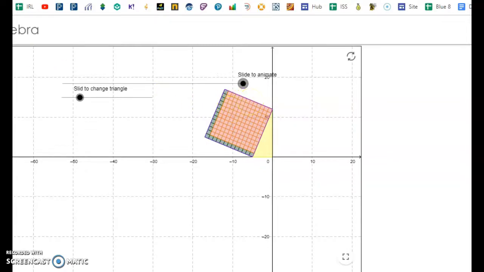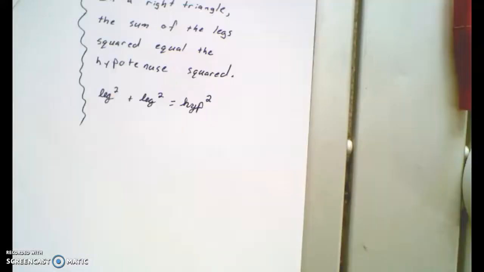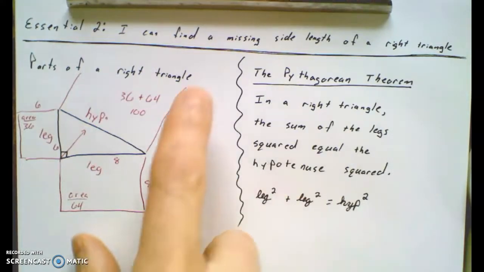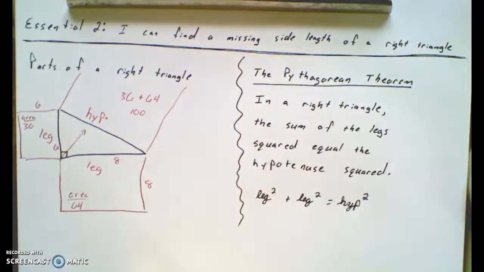That's all I have for you in this video. We're going to get into some examples in the next video. That was just the idea here: leg squared plus leg squared equals the hypotenuse squared. Then we're going to use this idea to find some missing side lengths in the next video.